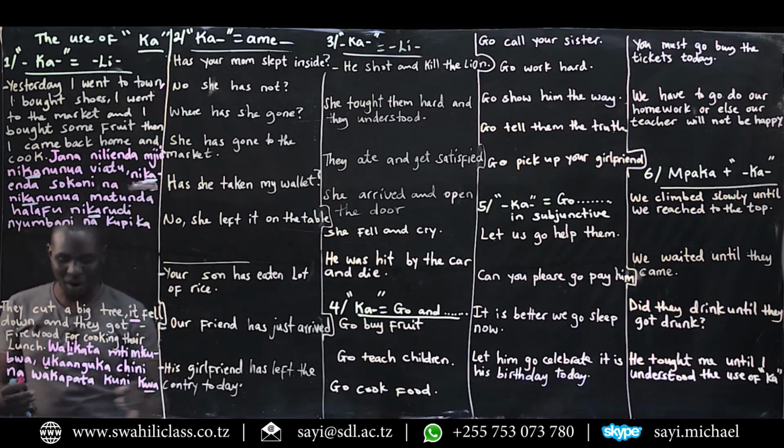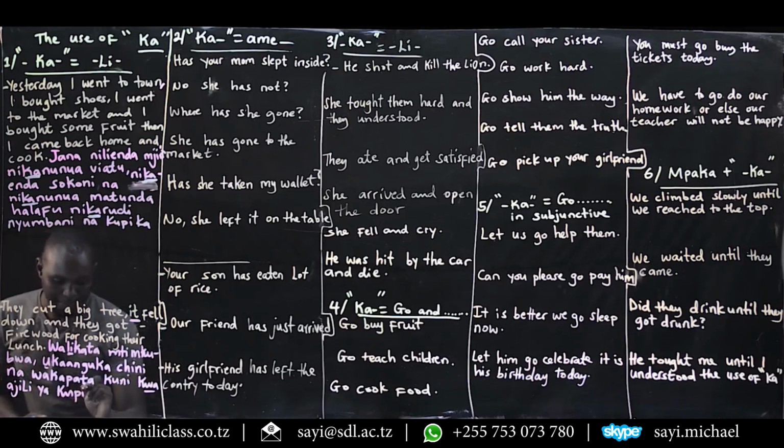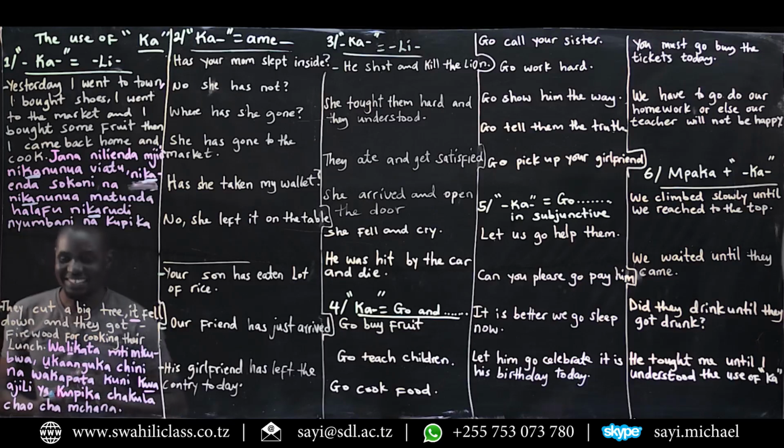For the purpose of, I'll say kwa ajili. Kwa ajili ya is for the sake of, for the purpose of, because of. For cooking their lunch: wakapata kuni kwa ajili ya kupika chakula chao cha mchana. You see that?